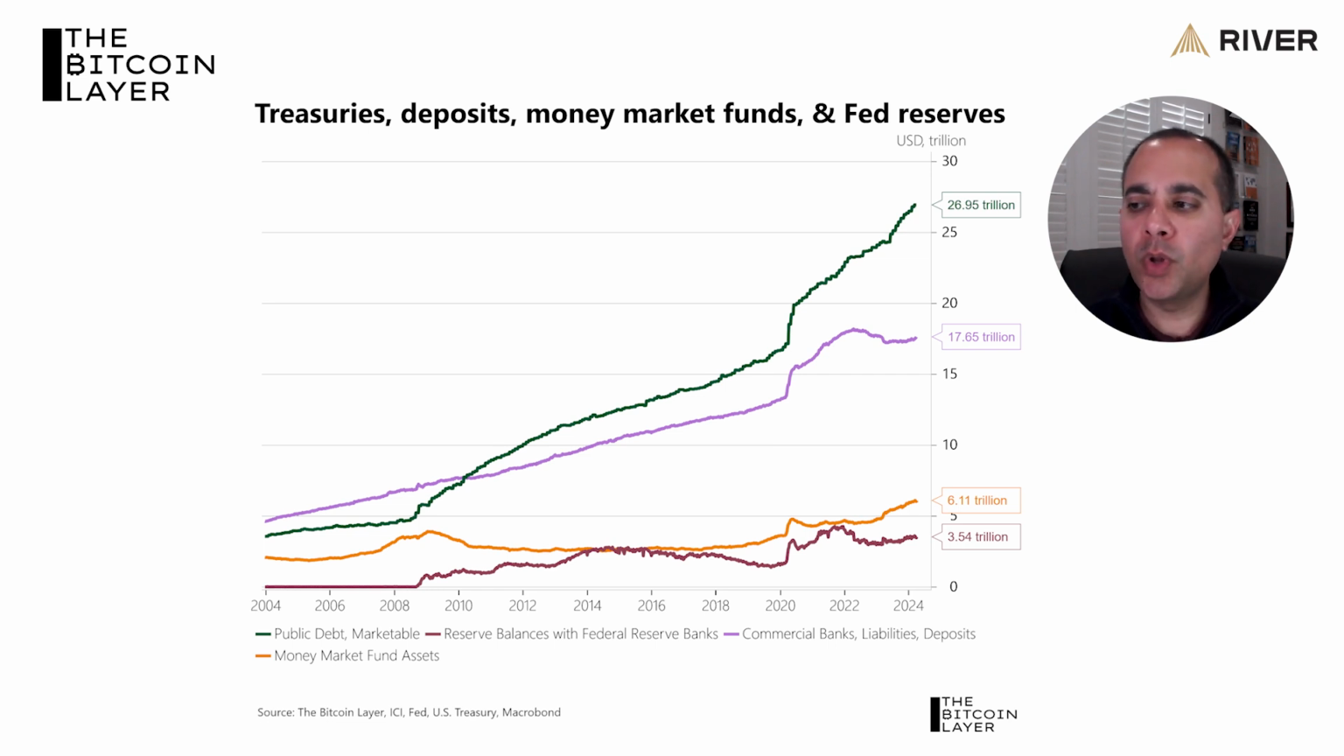Now, in the purple, we have commercial bank liabilities. These are the deposit assets of the private sector that are held at commercial banks that are chartered here in the United States. So that means that there are about $17.65 trillion worth of commercial banking deposits onshore in the dollar system. In orange, at 6.1 trillion, we have the total money market fund assets.